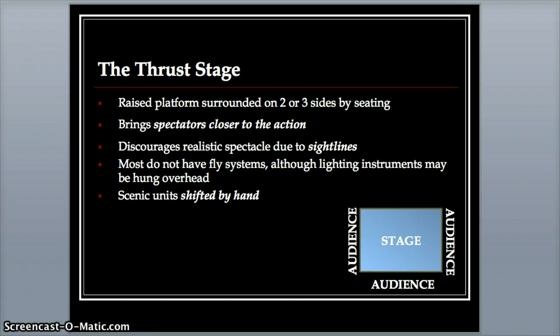Many thrust stages do not have formal fly systems, although they can have elaborate catwalks or grids above the principal thrust to allow for the management of lighting systems, etc. Scenery is usually shifted manually, although fancy high-end thrust stages, say you've been to the Denver Center, that's a formal thrust, there can be a series of trapdoors and elevators built into the stage, which will facilitate scenic changes and magical appearances of characters, etc.